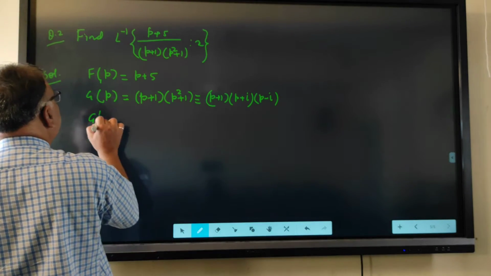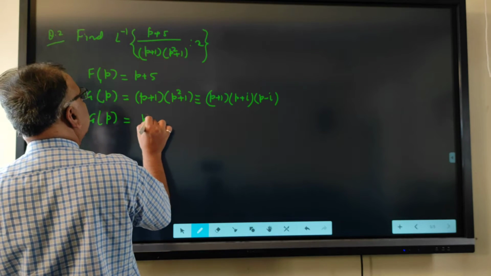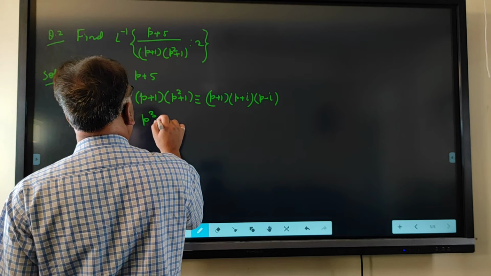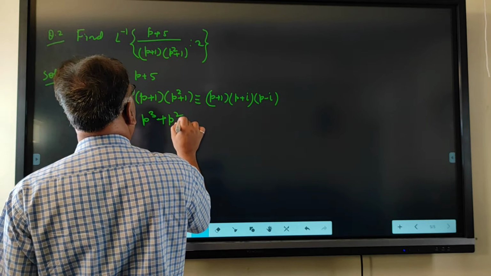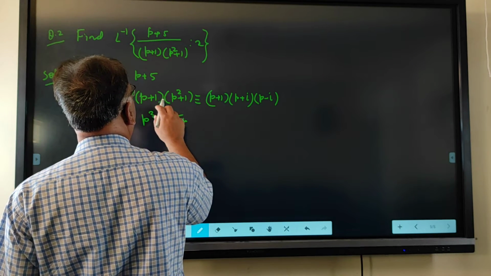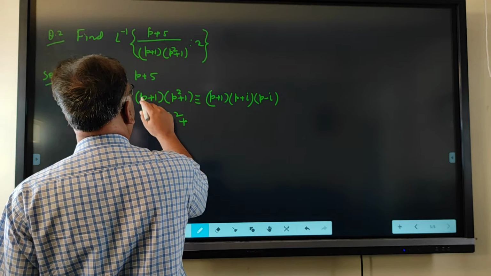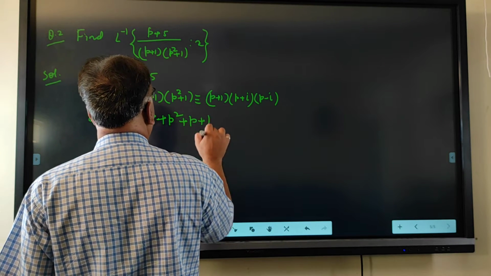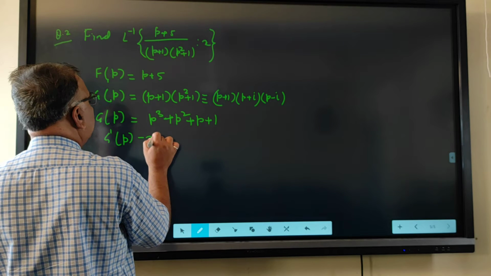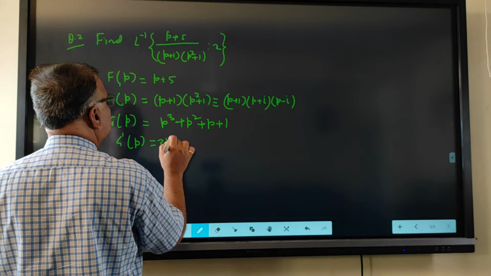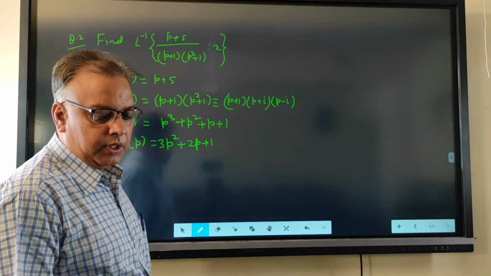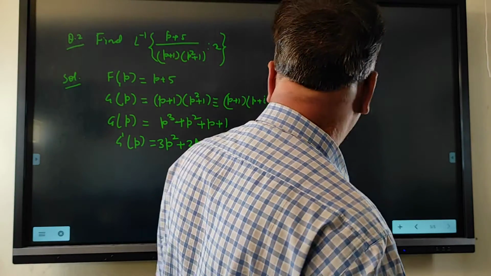Or again we can write G(p) as p³ + p² + p + 1. Then G'(p) is equal to 3p² + 2p + 1.